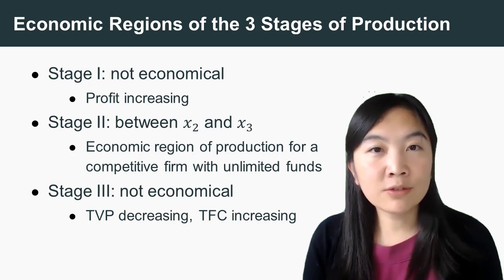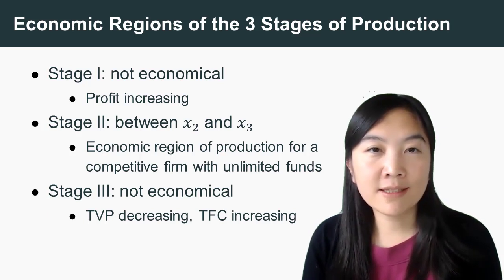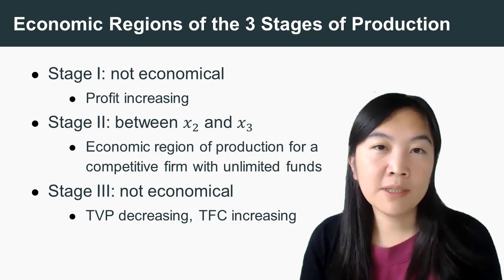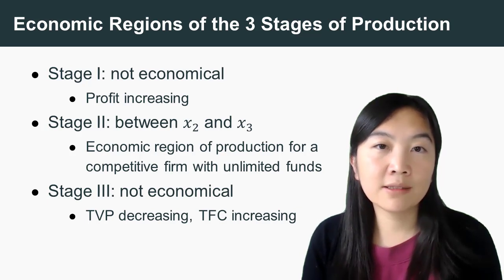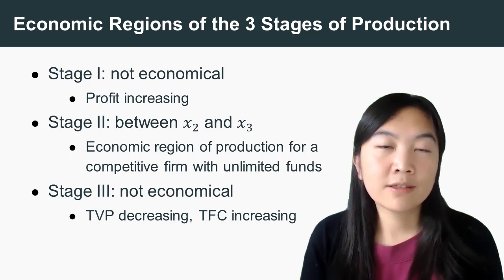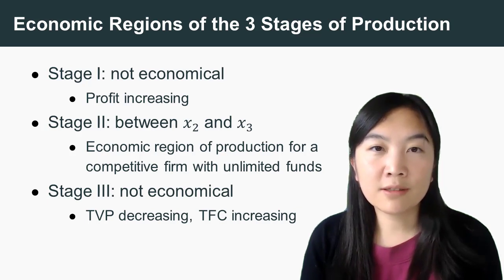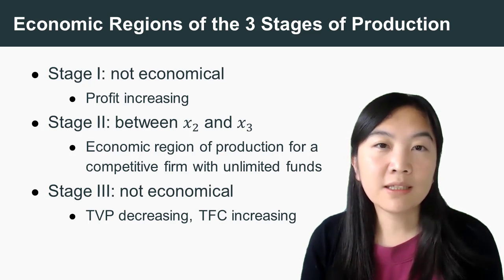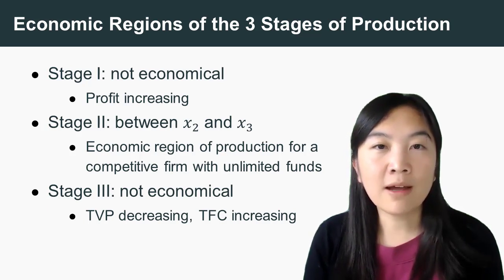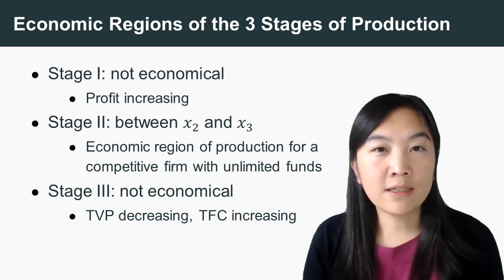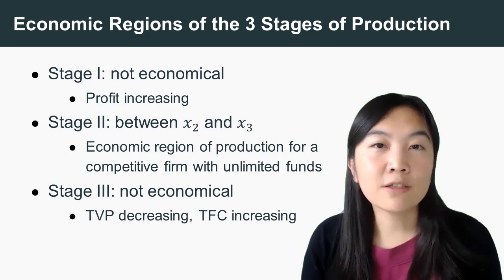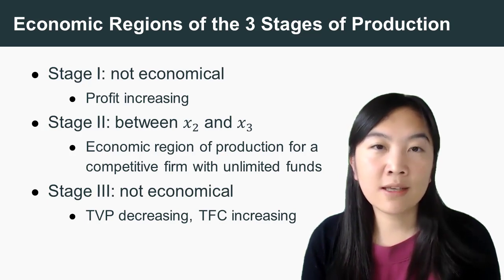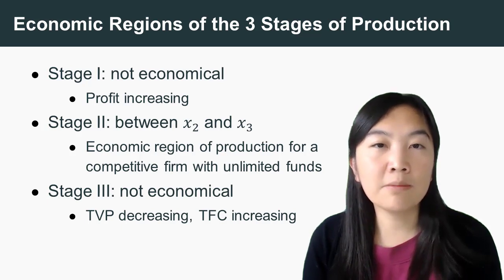And it is also not economical to produce in stage 1 if we assume that the producer has unlimited funds. In that case, the reason not to produce in stage 1 is not because of negative profit. There's a possibility that there's positive profit in stage 1. However, the maximum profit is never reached if we assume that the producer has unlimited funds. So in stage 1, you can always increase your profit by increasing your input use.